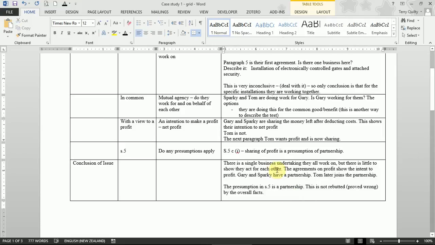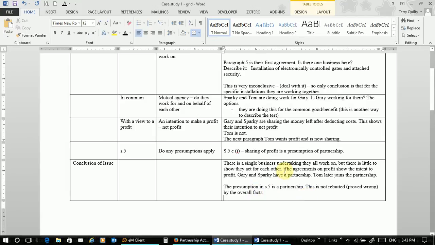So there is a single business undertaking they work on, but there is little to show they act for each other. The agreement on profits shows the intention to profit, and I would conclude Gary and Sparky have a partnership, but would certainly accept arguments to the contrary. And Tom later joins the partnership. The strongest argument is that Section 5 says we presume a partnership, and there's not a lot in these facts to rebut or prove wrong the existence of the partnership.